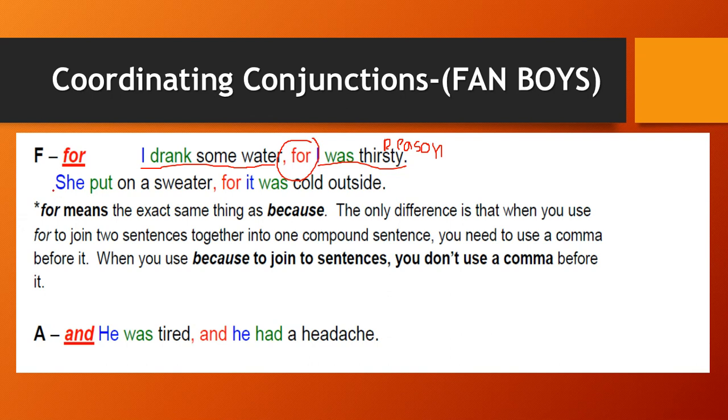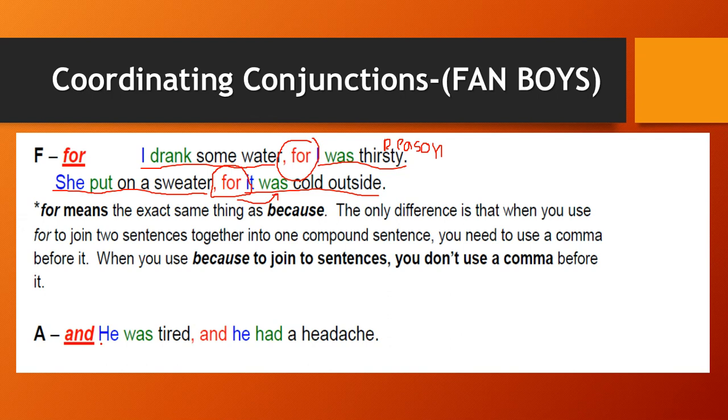The second example: she put on a sweater. It was cold outside. Why did she put on a sweater? Because it was cold outside, or for it was cold outside. Because it's a compound sentence, we use for. So for here introduces the reason why she put on a sweater.